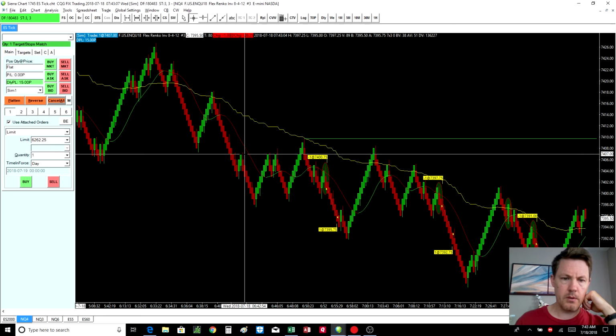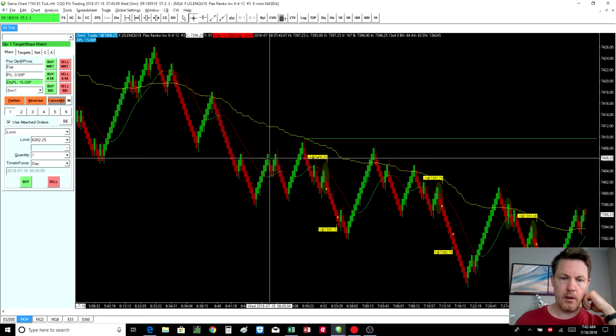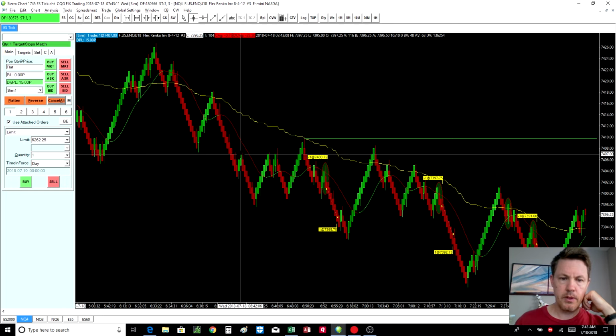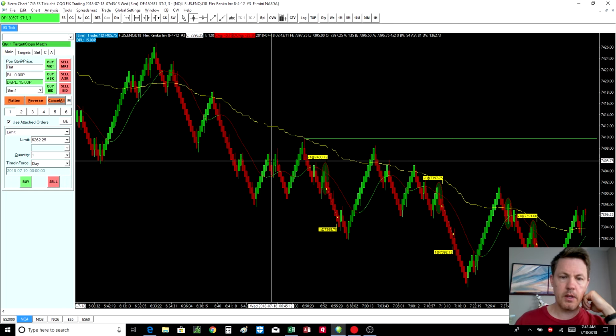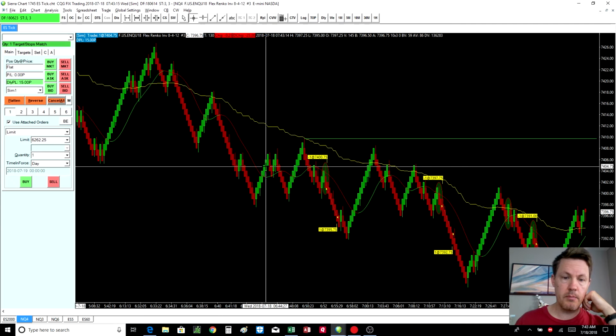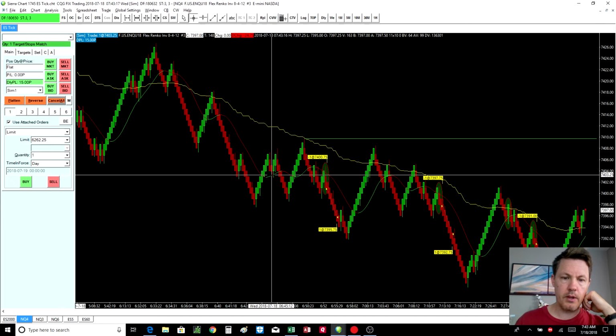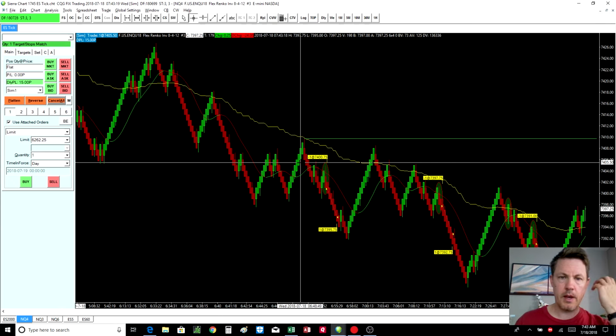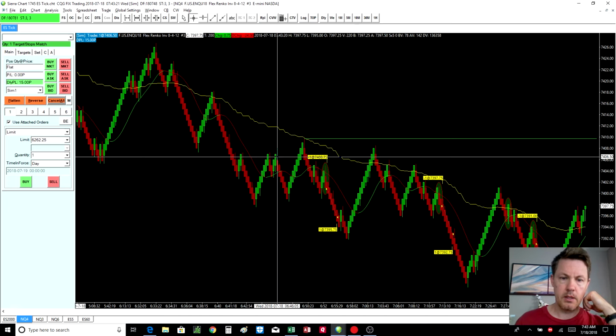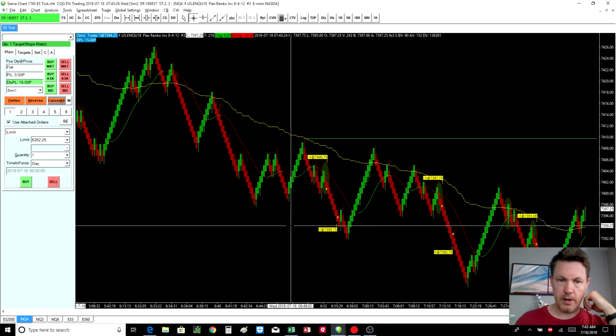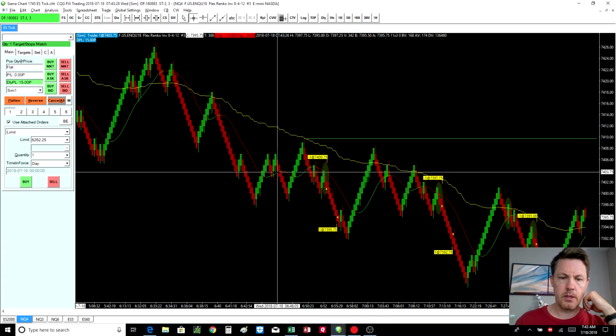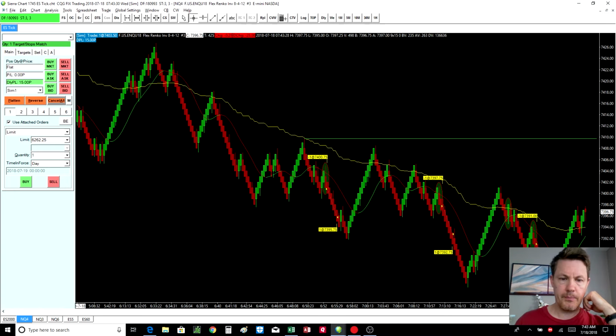So this pullback was not enough. This pullback was too much. This one didn't close over the trend line. This one closed over the trend line, but kept going, and the trend line actually turned green. So that invalidates the setup. This pullback is considered too deep, and the trend could be reversing, so we don't want to take this trade.